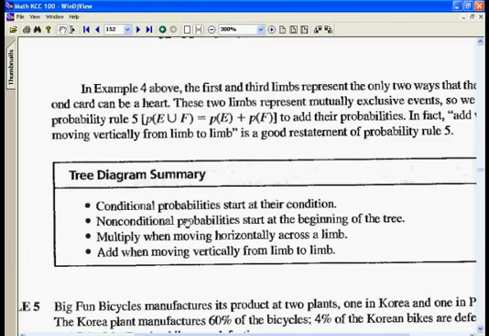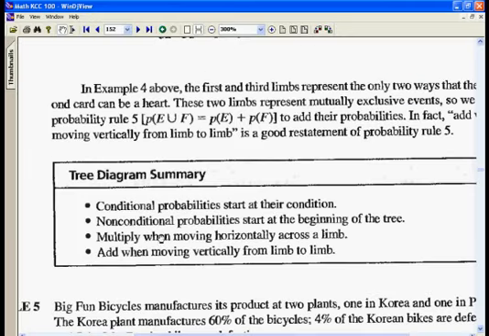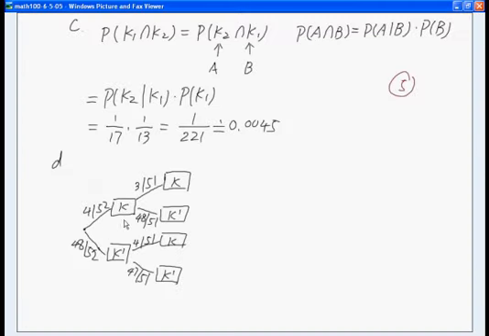Non-conditional probabilities start at the beginning of the tree. So this non-conditional probability and this non-conditional probability start at the root of the tree, the beginning of the tree. Multiply when moving horizontally across a limb. So across a limb, horizontally, we multiply the probabilities on this branch and this branch.